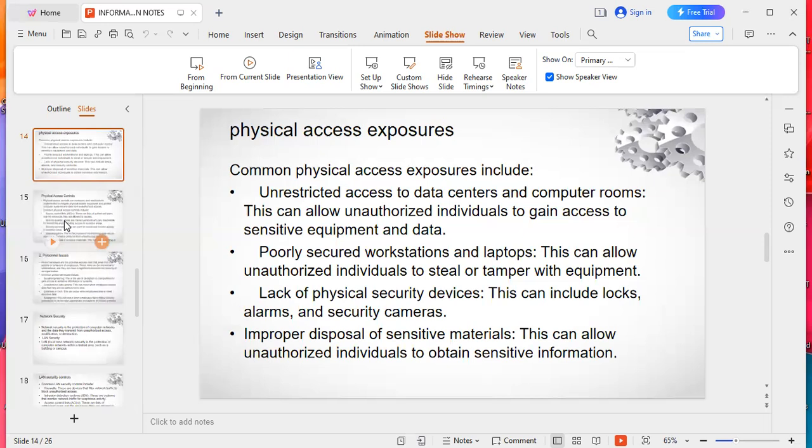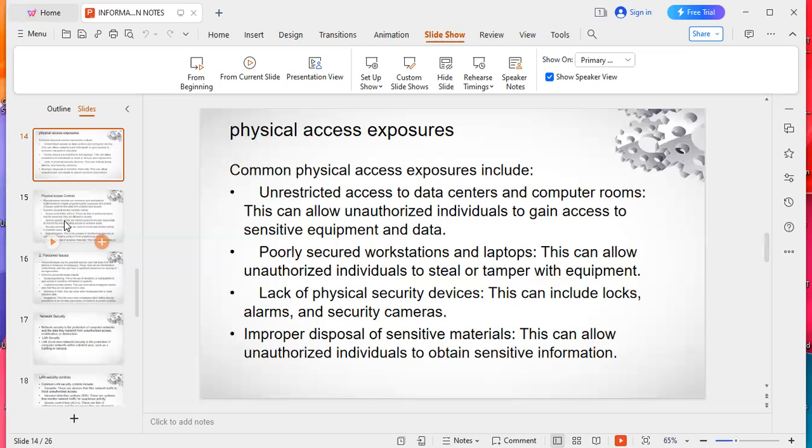So some of these exposures are unrestricted access to data centers and computer rooms. That's why computer rooms are always locked and only authorized individuals are allowed to access. Another exposure is poorly secured workstations and laptops, which can allow unauthorized individuals to steal or even mess up the equipment. We also have another exposure known as lack of physical security devices. That is, doors without locks, computer rooms without alarms, and security cameras. These are very serious exposures.